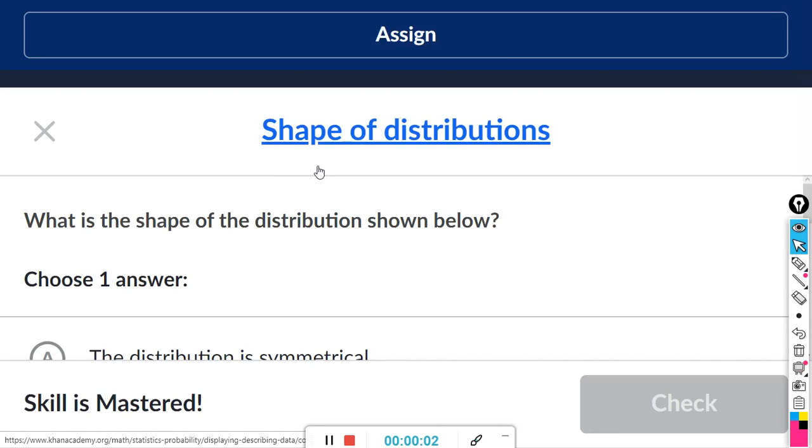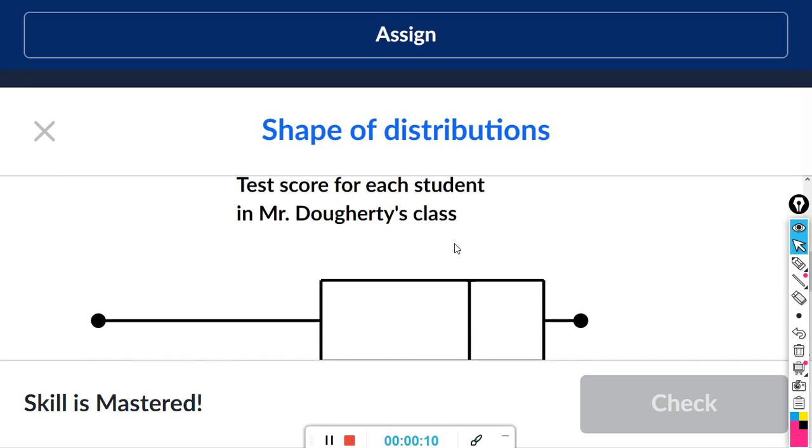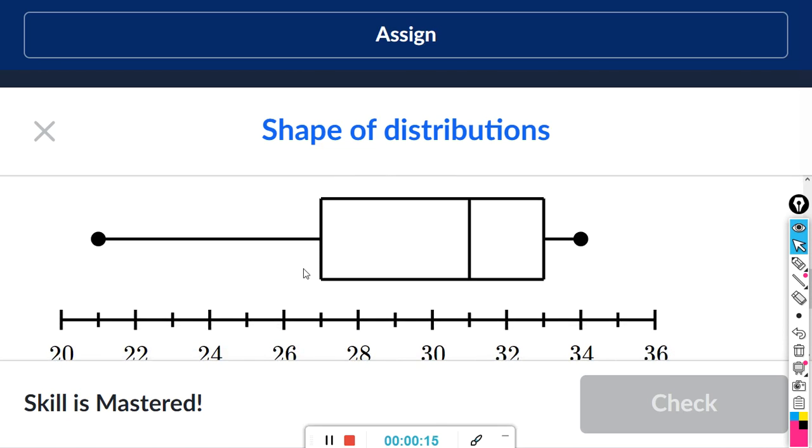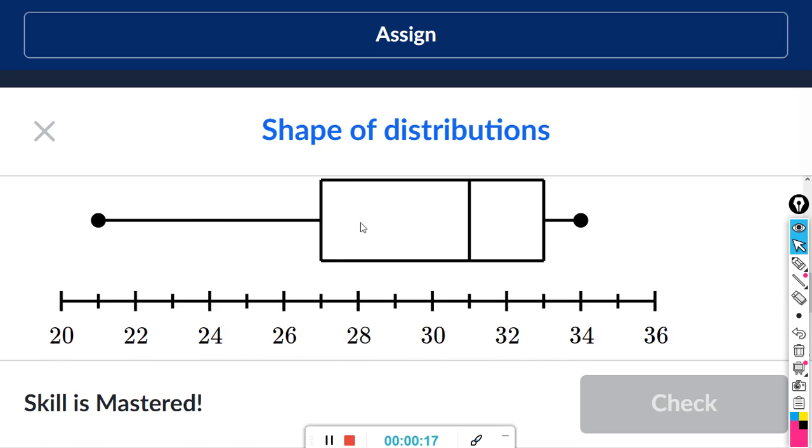This will be for the con assignment, shape of distributions. Okay, they ask, what is the shape of the distribution shown below? So this is test scores here. Okay, we didn't cover this yet, but this is called a box and whisker plot.